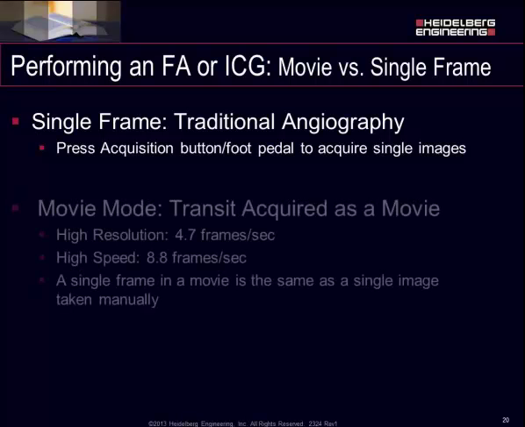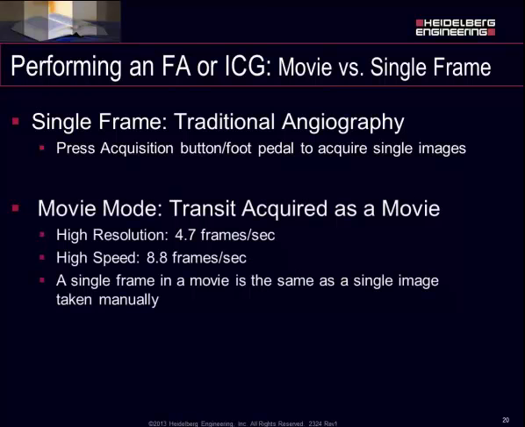Your other option is collecting the transit phase of the angiography with a movie. The movie, depending on the resolution setting, will give you somewhere between 5 and 9 photographs a second. It's important to remember that a single frame in the movie is the same as you just hitting the acquire button manually. The benefit is the doctor will have a lot more information during that transit phase, as opposed to the traditional method where you'll get a photograph every second or so.